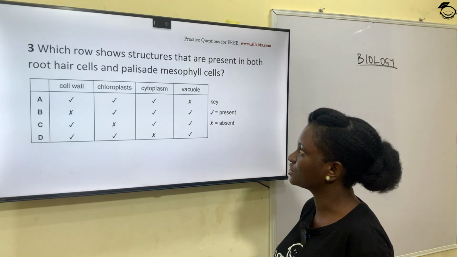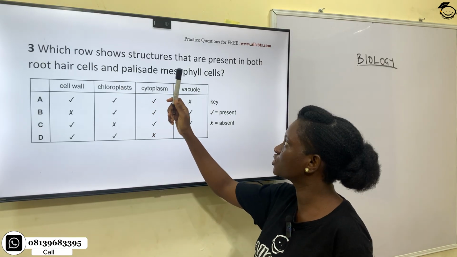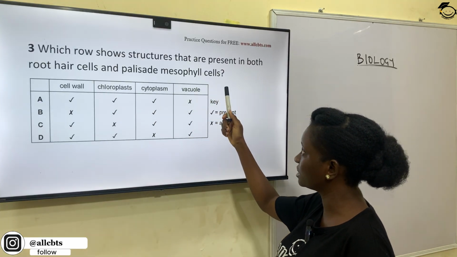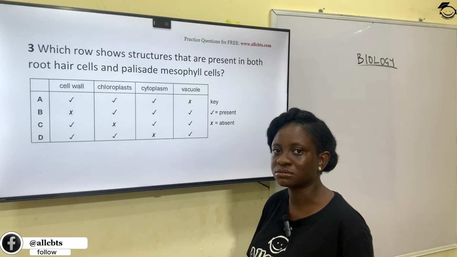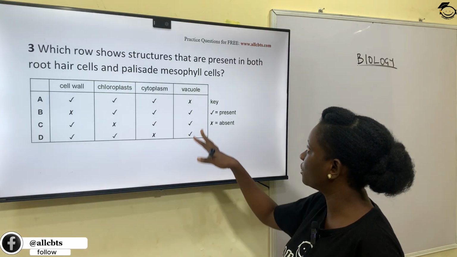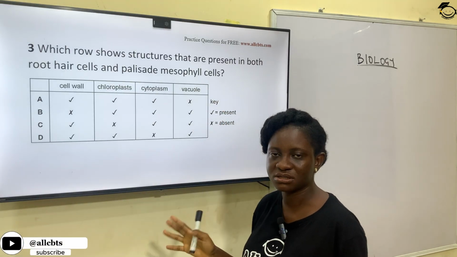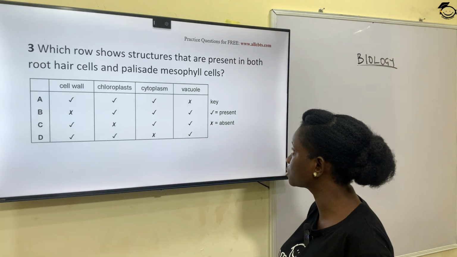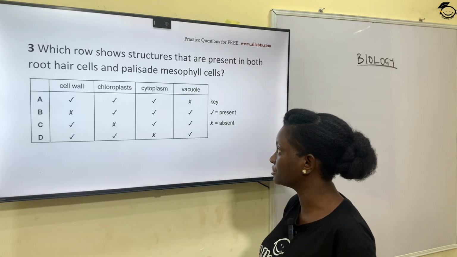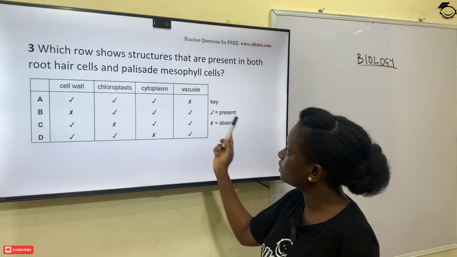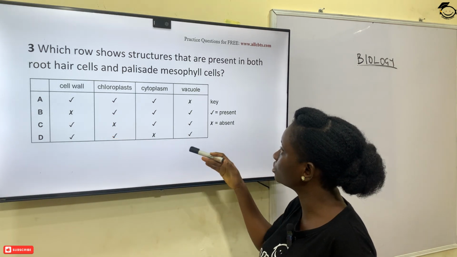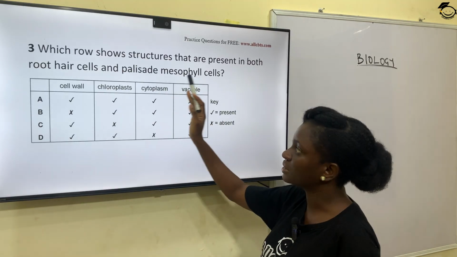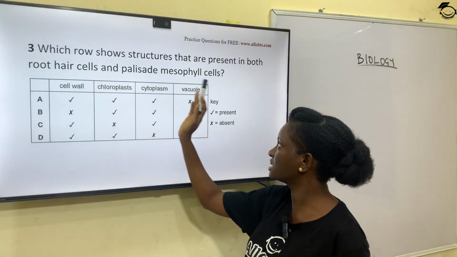Next question, question 3. Which row shows structures that are present in both root hair cells and palisade mesophyll cells? Root cells store food, and mesophyll cells are found in plants. They produce and also store. No, they don't store, they only produce food. So from this table, we are to match the ones that are present in both of these cells.